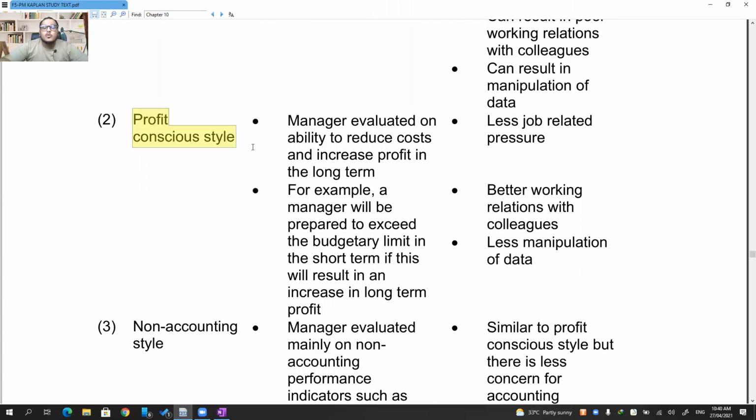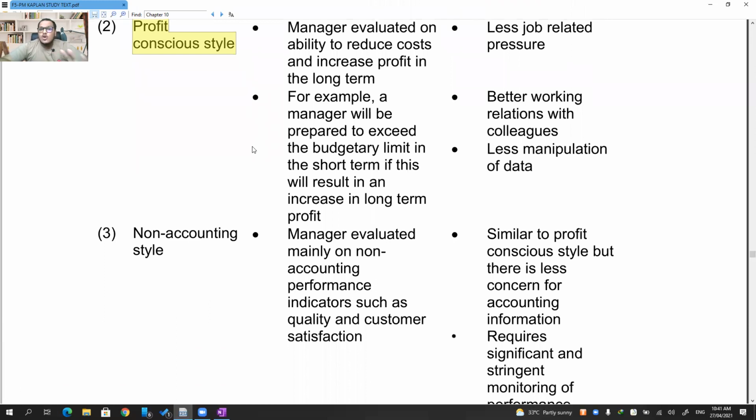Second type of style is profit conscious style. So these guys are not worried about the budgets now. As long as you are bringing profits to the company, I am fine. How you are bringing profits, I don't care. This is again the biggest problem with this style of budgeting. They say as long as you are bringing profits, we are fine with it. So the employees go for short-term profit-making strategies.